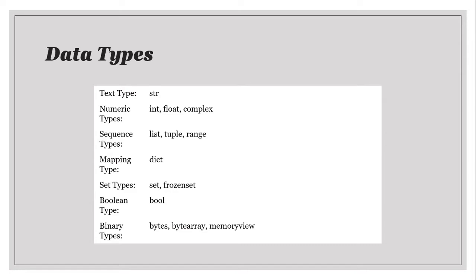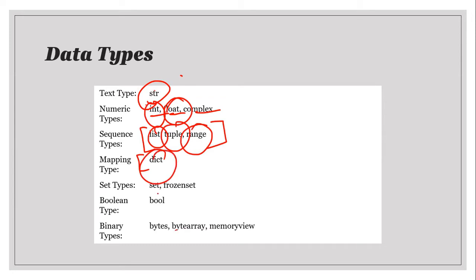So what are the different data types we have? We have already seen string and how it works. Then we have talked about numeric types of data: int, float, complex. Then we have sequence types: list, tuple, range. And then we have dictionary, set, boolean, byte array, memory view. The most important ones are string, int, float, list, tuple, range, dictionary, set, and boolean. These are the ones we will be looking into, and these are mostly used in programming applications.